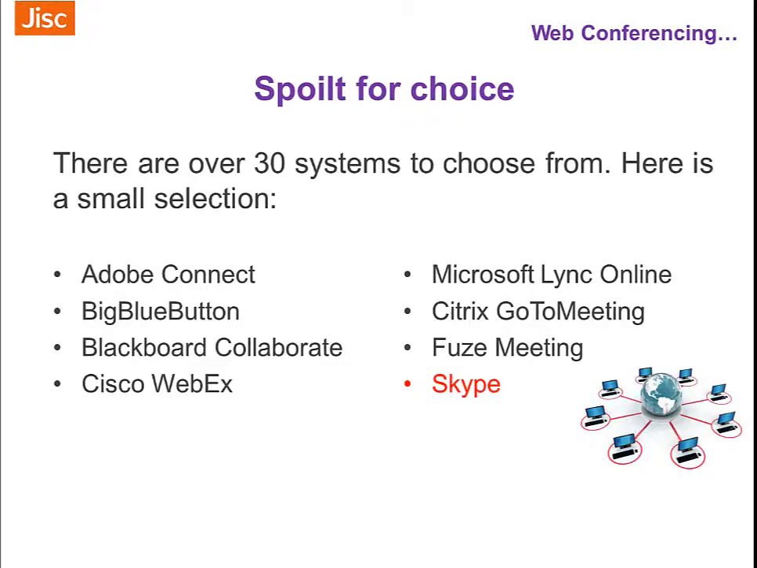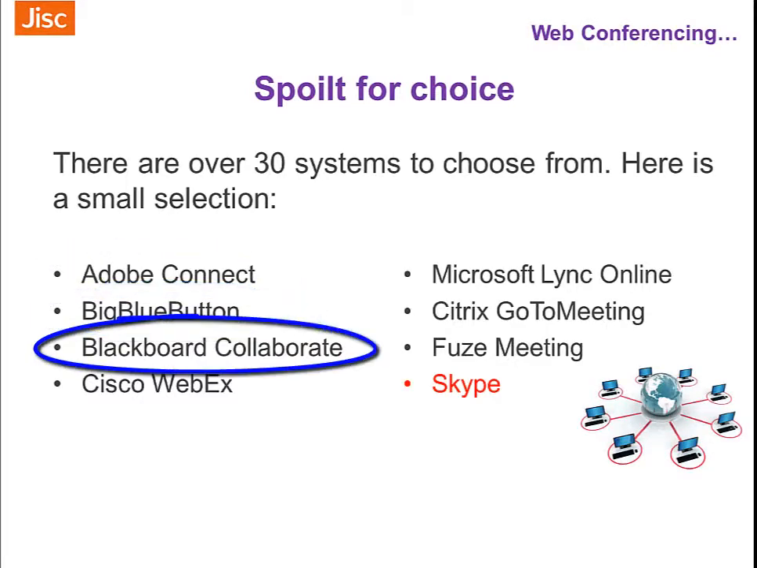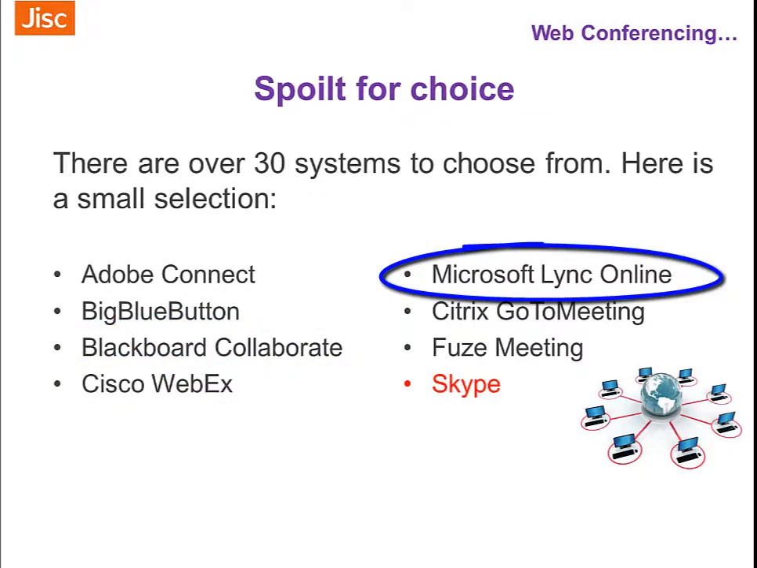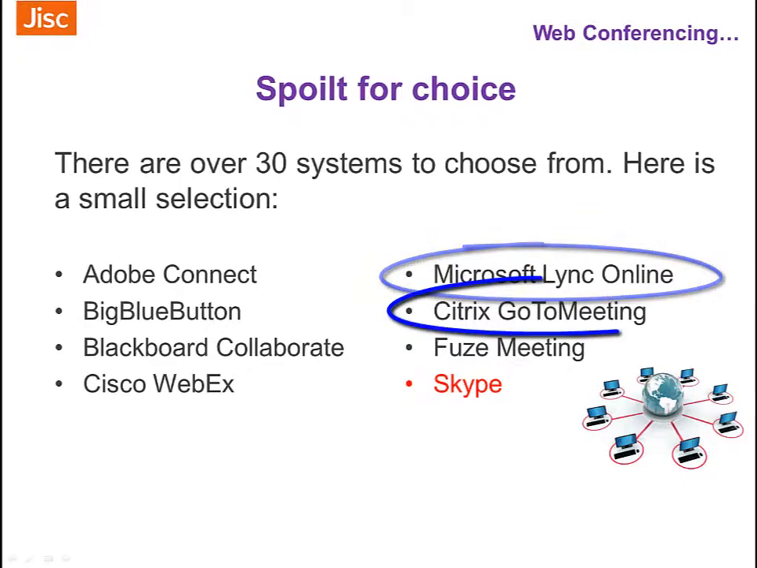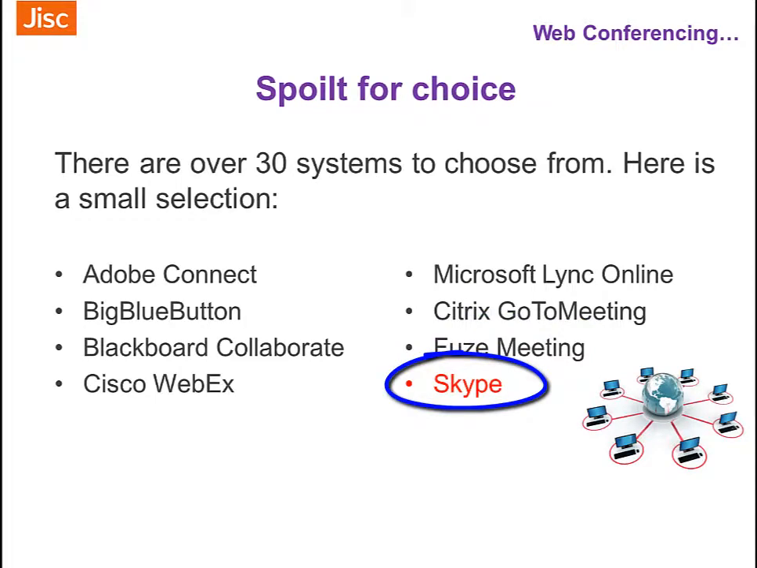When it comes to web conferencing programs, we are certainly spoilt for choice, but with over 30 systems to choose from, we do not have time to look at each one in depth in this introductory video. I've listed below some of the major systems that are available, in no particular order, such as Adobe Connect, Big Blue Button, Blackboard Collaborate, Cisco WebEx, Microsoft Lync Online, Citrix GoToMeeting, Fuse Meeting and Skype.